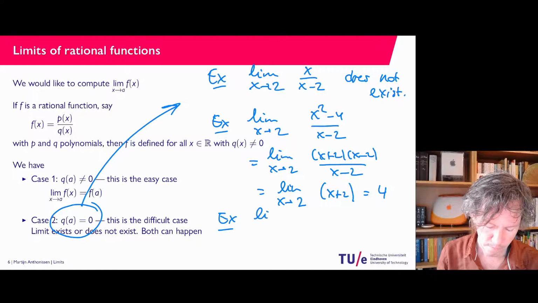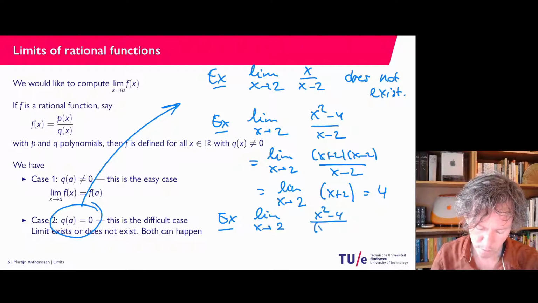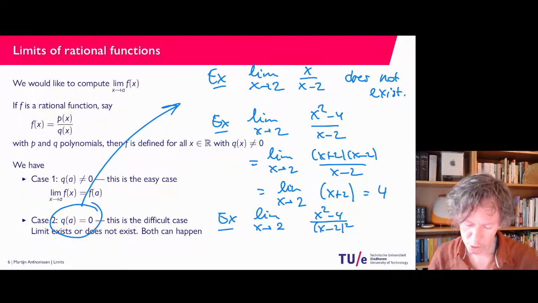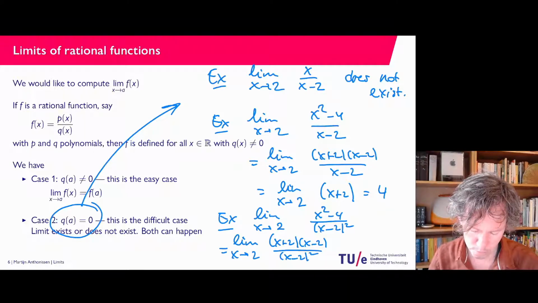And then finally, the limit as x goes to 2 of x squared minus 4 over (x minus 2) squared. So here I can do a similar simplification. With x going to 2, I'm going to write (x plus 2)(x minus 2), and here I have (x minus 2) squared.